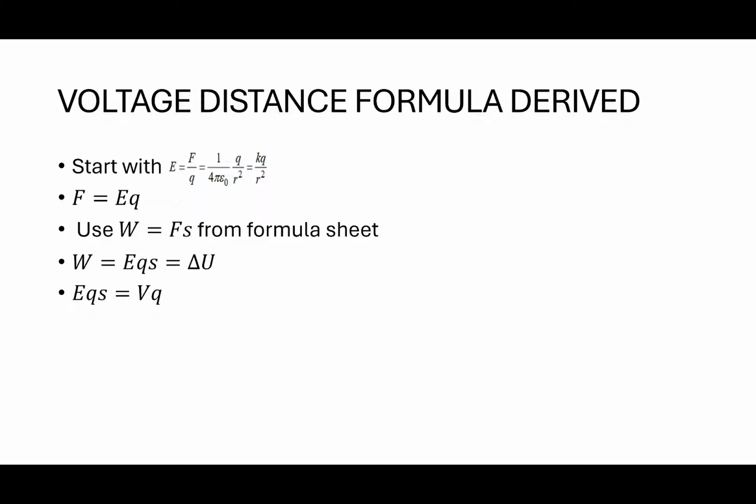Delta U, as we know, is equal to VQ if we rearrange V equals delta U over Q. EQS equals VQ because we had EQS equals delta U and delta U equals VQ. Therefore, we know that voltage is equal to ES or ED, S or D being displacement. And we get here by cancelling the Q's. And this W is work, and it's also delta U.